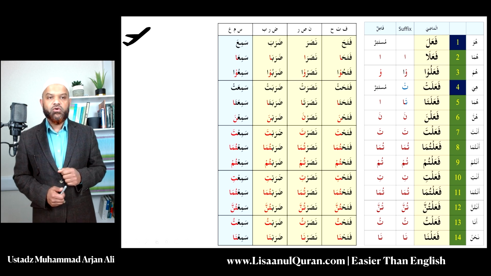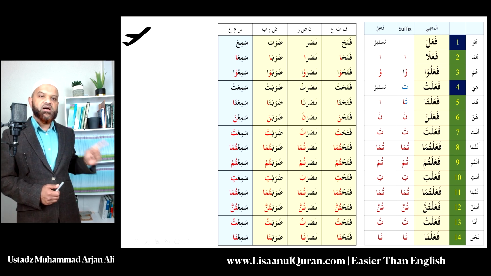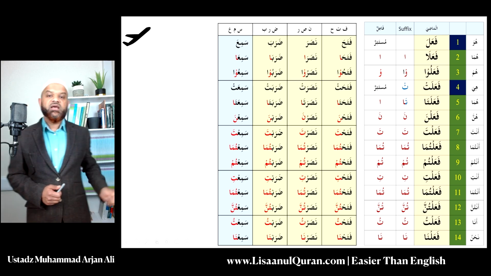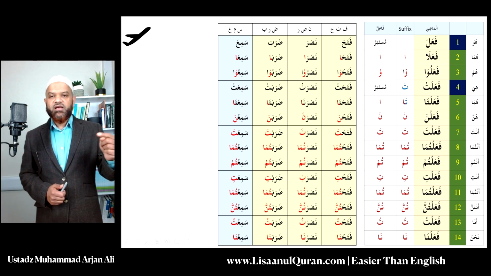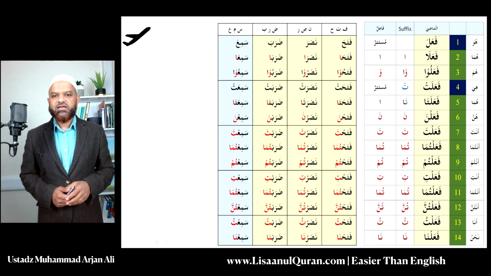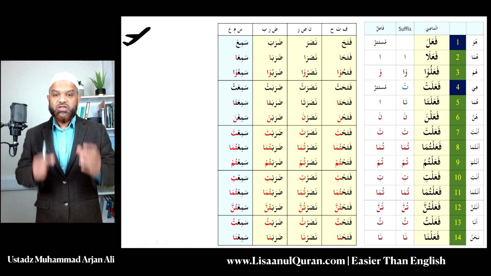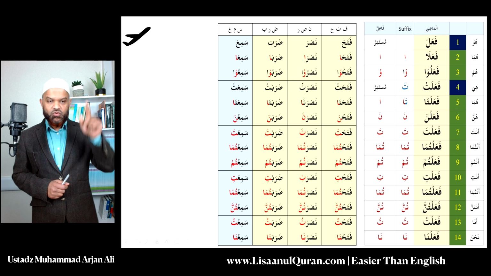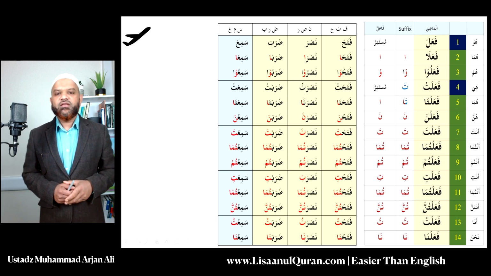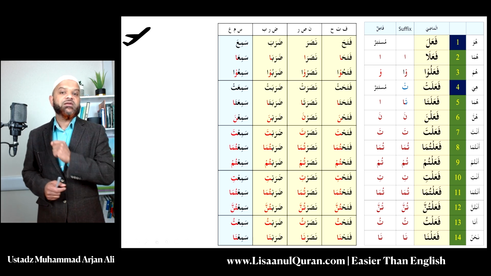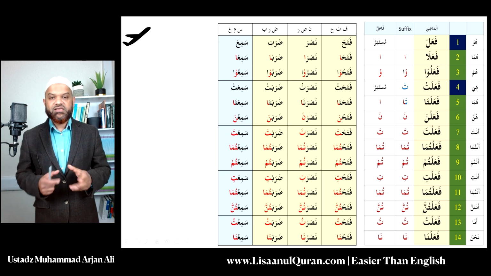The first 3 were fataha, nasara, daraba. This one now is sami'a, with a kasra in the middle root letter. The rest is exactly the same, which you can see here on the screen. So what is the point of this? The point is, if you hear a verb which rhymes with any of these in the 14 forms, you should be instantly able to recognize which pattern it belongs to.